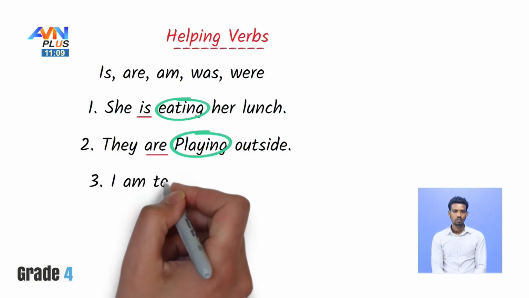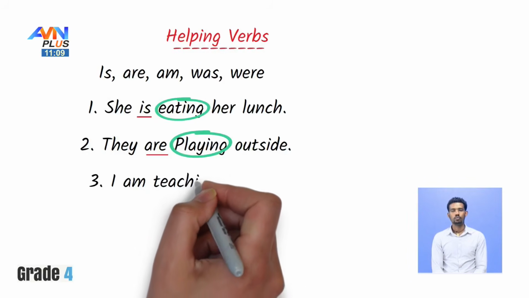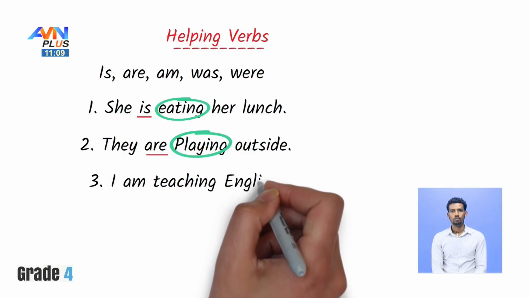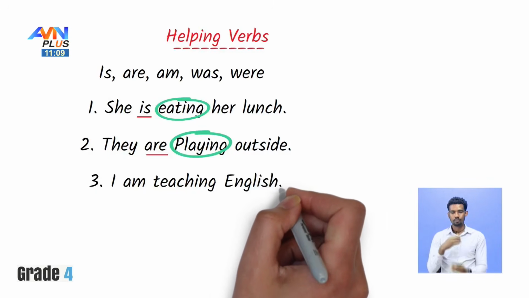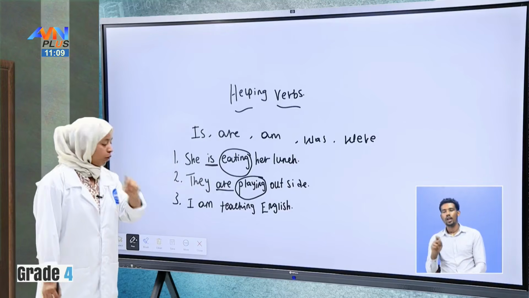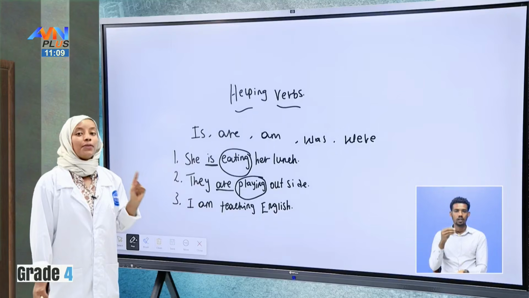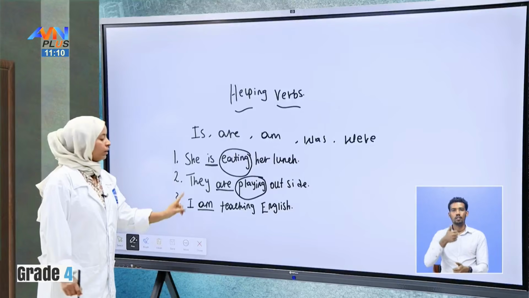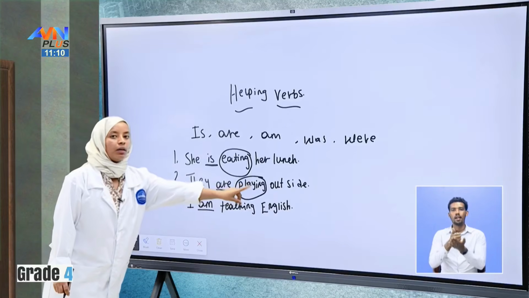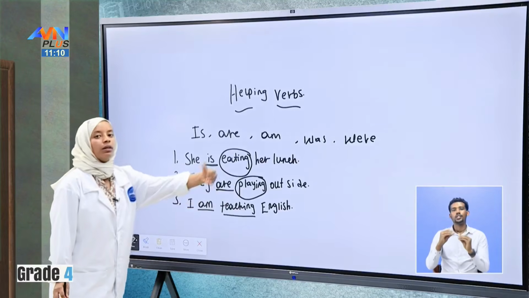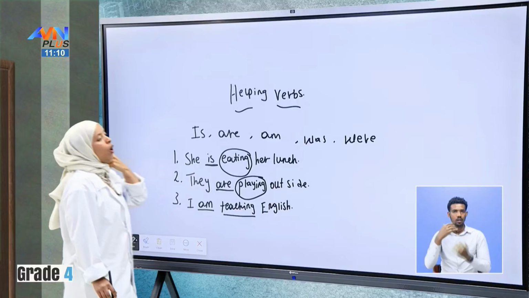Number 3, we can take: I am teaching English. Here it is, students. Let me underline the helping verb first. Bravo. Here it is. I am teaching English. Here is the main verb, teaching. It's like teaching English. Let us continue together.